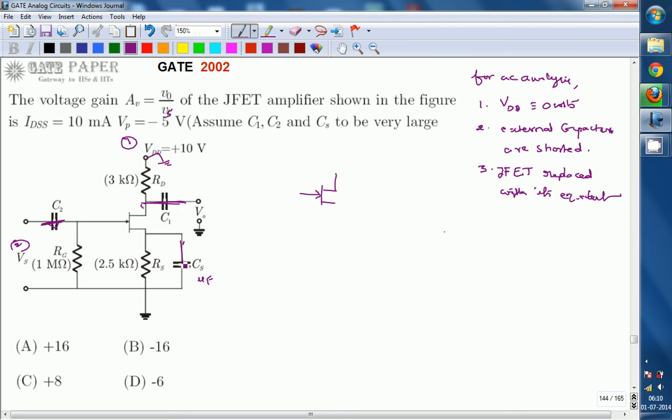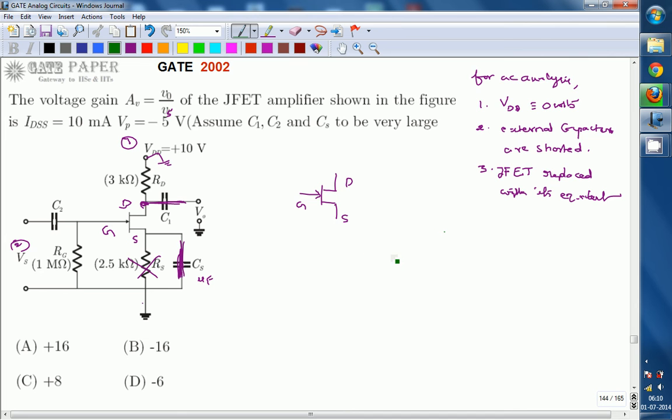This is shorted, this is also shorted. Whenever CS is shorted, the effect of RS is neglected. For AC analysis, the effect of RS is neglected. So the source is directly connected to ground, the gate is directly connected to Vs because of C2 shorting, and the drain is connected to RD, which is also connected to V0. So this is the source, drain and gate: the symbol of the JFET with its terminals.